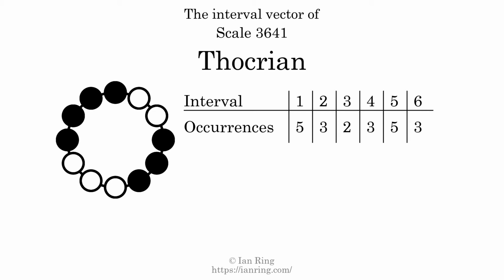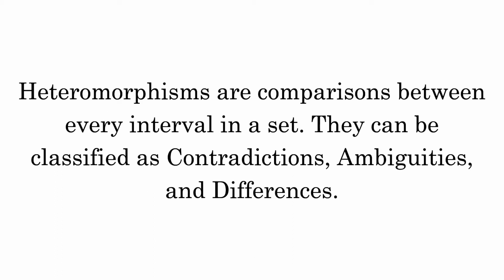There are 3 intervals with the size of 6 semitones. They are here, here, and here. Each interval does not appear in this scale a unique number of times, so this is not a deep scale. Heteromorphisms are comparisons between every interval in a set. They can be classified as contradictions, ambiguities, and differences.